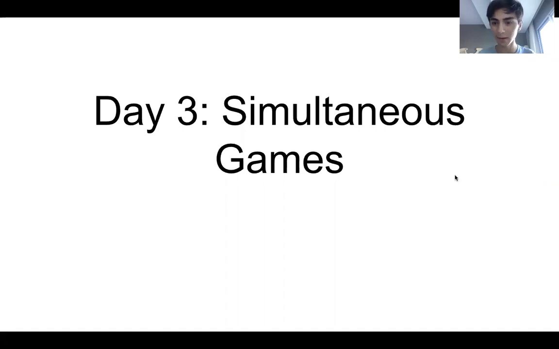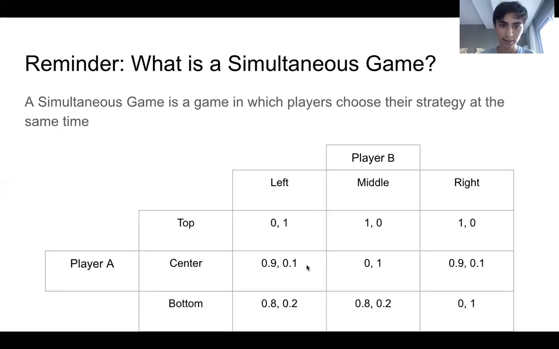Yeah, so today we are talking about simultaneous games. Last time we covered sequential games, which were games where steps were taken one after the other. Now we're going to look at the case when steps aren't taken one after the other. They're taken at the same time. So what is a simultaneous game? I just said it. A simultaneous game is a game in which players choose their strategy at the same time.